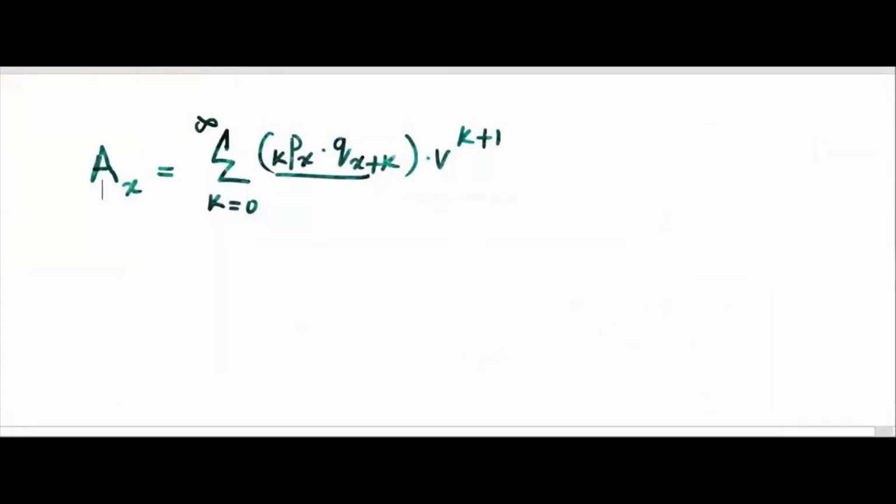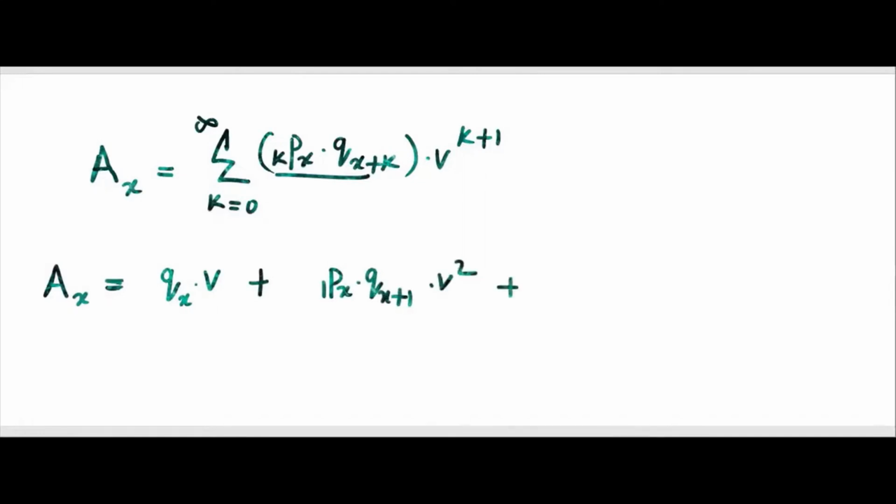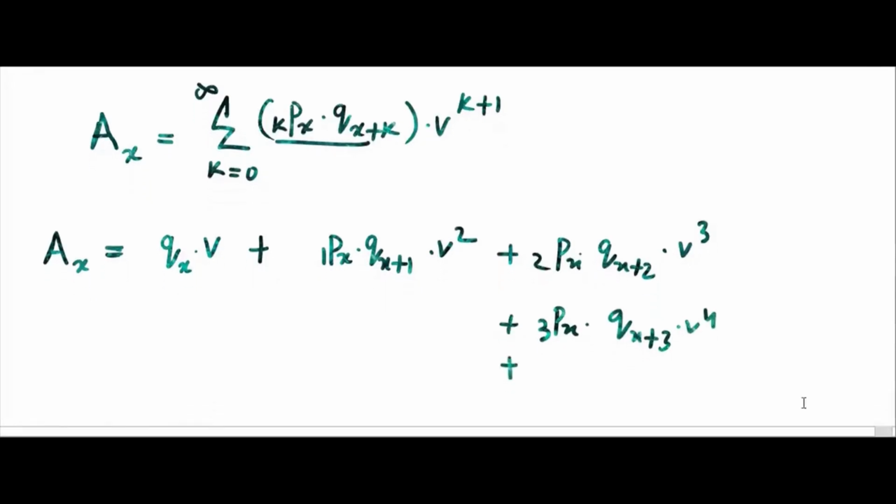Just put k equal to 0. If you put k equal to 0, p_x_0, that is 1, q_(x+0), that is q_x, v power 1. This is the first term. Remember, we derived this using general reasoning. Then the second term, p_x_1 q_(x+1) v square. Then p_x_2 q_(x+2) v power 3, p_x_3 q_(x+3) v power 4. We will not find all of this. Everything is already calculated and given in the actuarial table. The total will be A_x. This is the derivation.